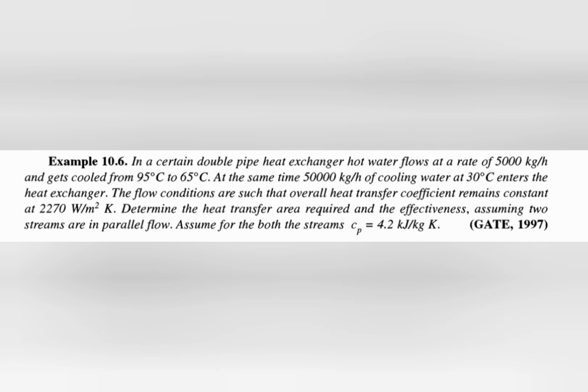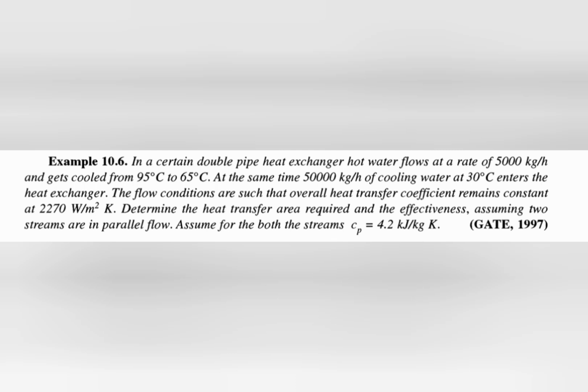So we have hot water in a double pipe heat exchanger, and the flow rate of hot water is given as 50,000 kilogram per hour, and this hot water gets cooled from 95 degrees Celsius to 65 degrees Celsius. At the same time, the flow rate of cooling water is also 50,000 kilogram per hour. So the flow rate of both hot water and cold water is the same, and the inlet temperature of the cooling water is 30 degrees Celsius, but the outlet temperature of cooling water is not given.